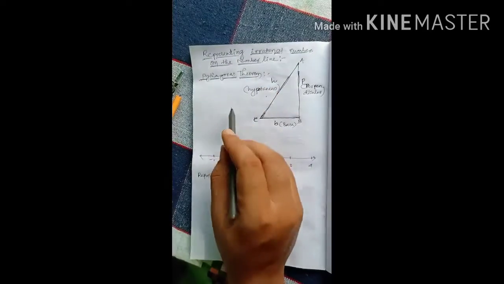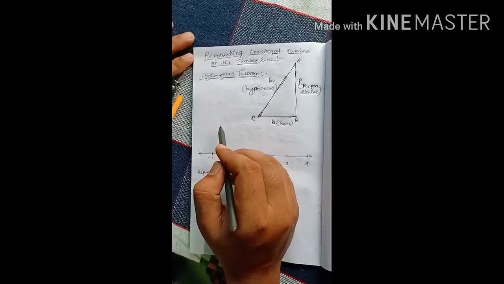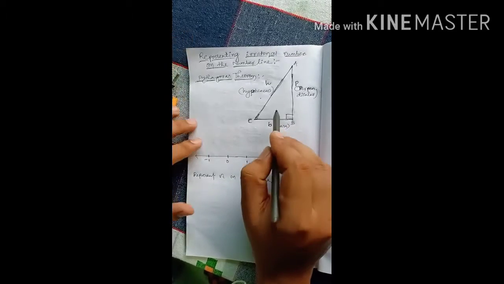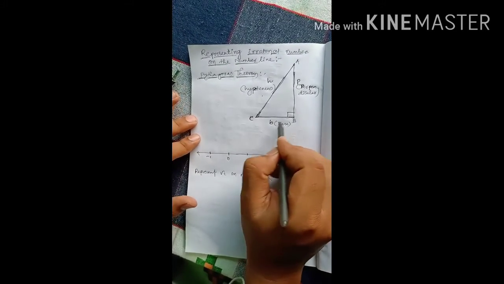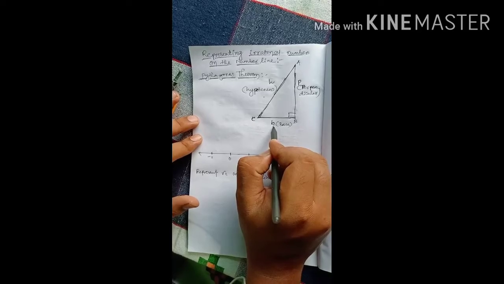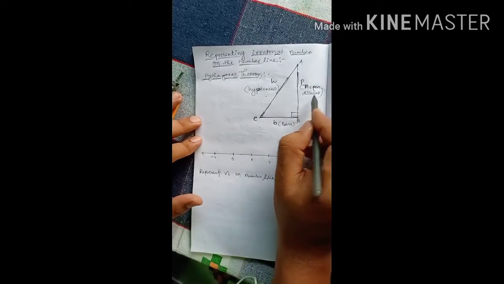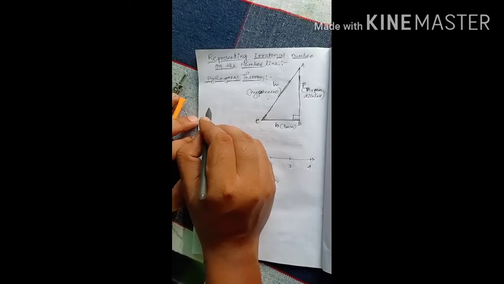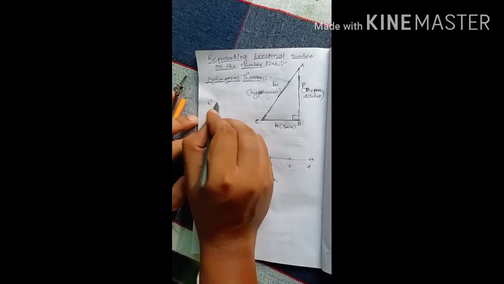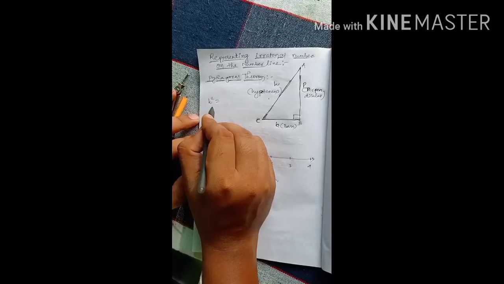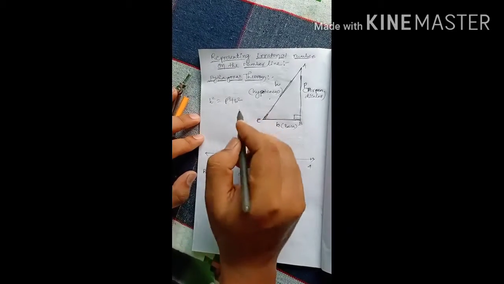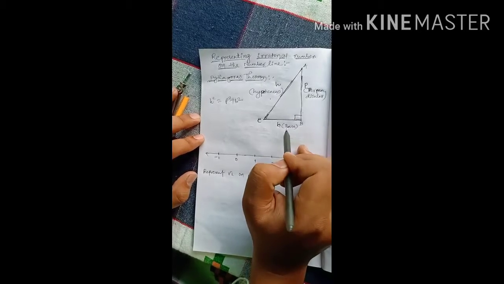So what does the Pythagoras theorem state? In a right angle triangle, look here, this is a right angle triangle. This one is the base, represented as b, this is the perpendicular, and this is the hypotenuse. According to the Pythagoras theorem, hypotenuse square is equal to p square plus b square, that is, perpendicular square plus base square.